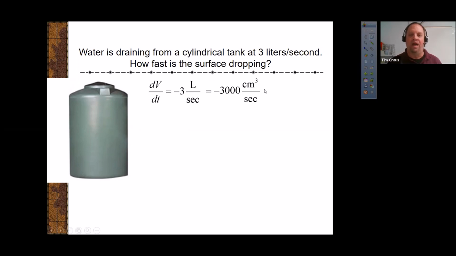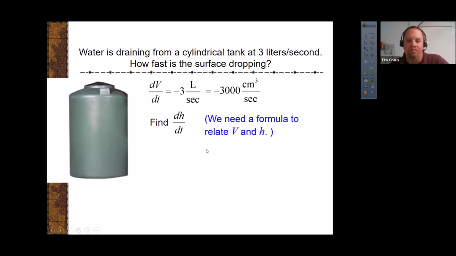So these are ways of writing one of the known quantities. That known quantity is a rate. The question asks, how fast is the surface dropping? So the surface of the water in this tank, we're going to call that the height of the water. So how fast is it dropping? That's a rate. What we're looking for is dH/dt. That is our unknown, dH/dt. So I need some kind of a formula relating to cylinders that has volume and height. That formula would be the volume formula for a cylinder. Volume is equal to pi r squared times height.